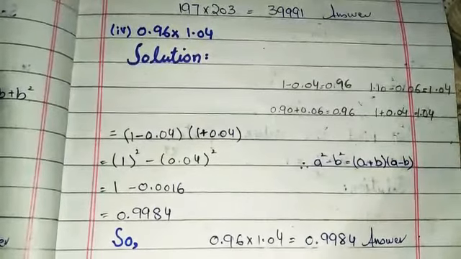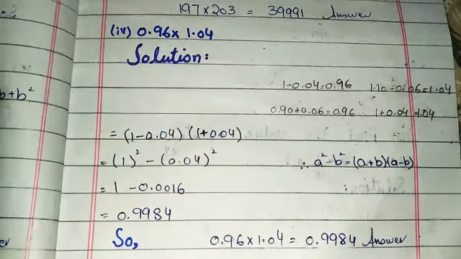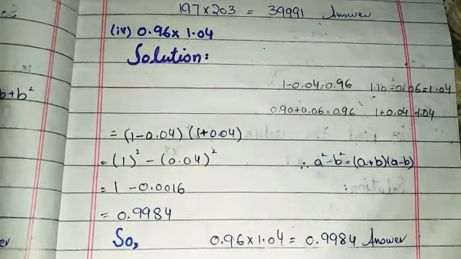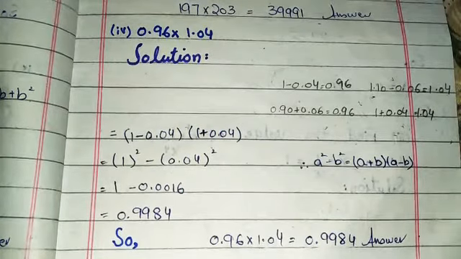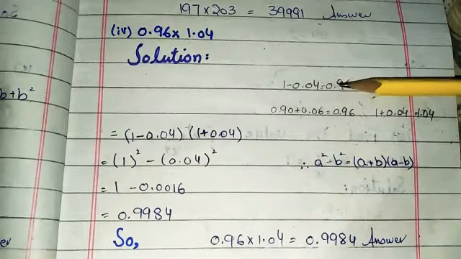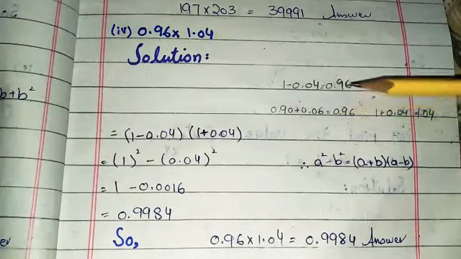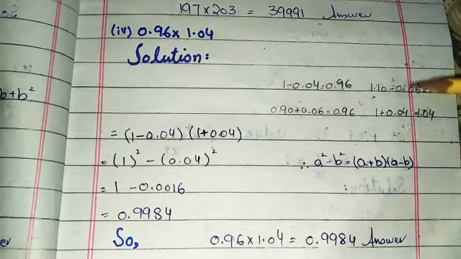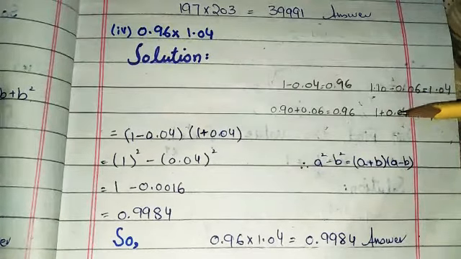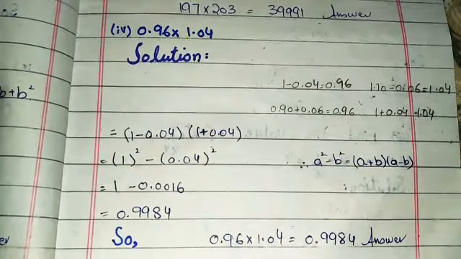Now students, here is our next part given to us, 0.96 into 1.04. As I told you, we have to use the same number for addition and the same number for subtraction. Here are two possibilities given to us. 1 minus 0.04 we get 0.96, and 0.90 plus 0.06 we get 0.96. Same as 1.10 minus 0.06 we get 1.04, and 1 plus 0.04 we get 1.04.